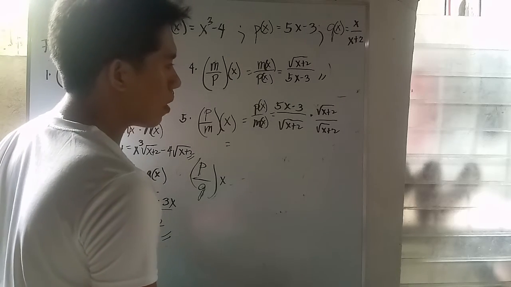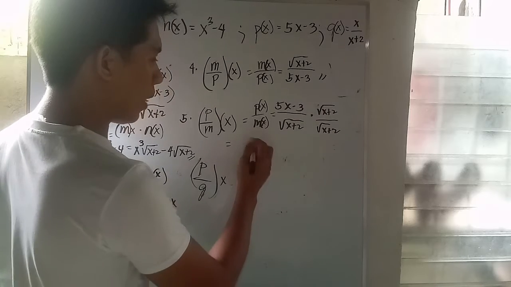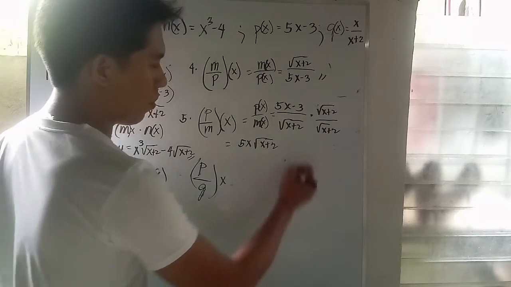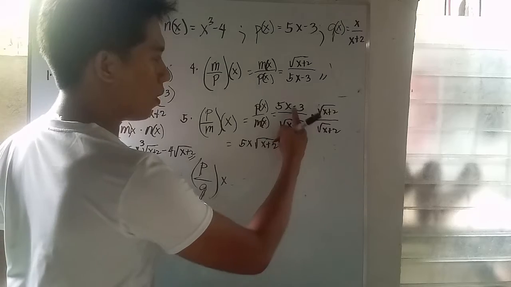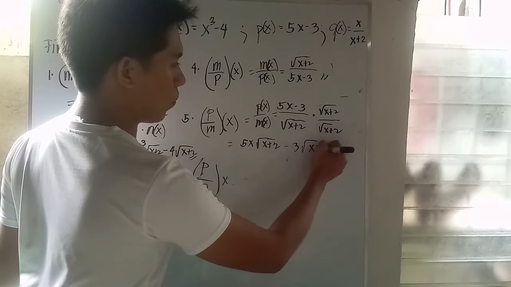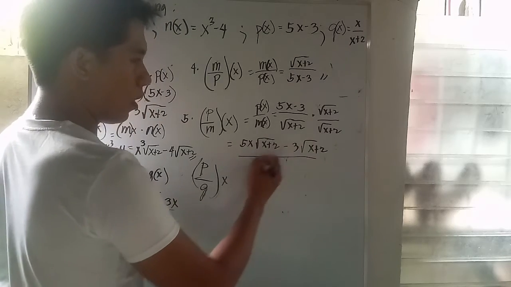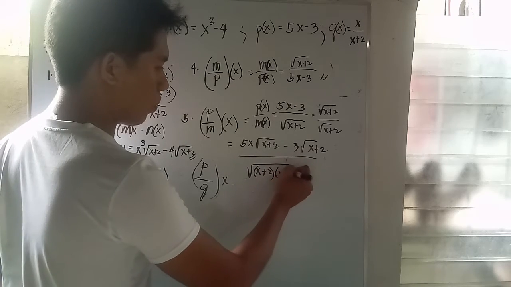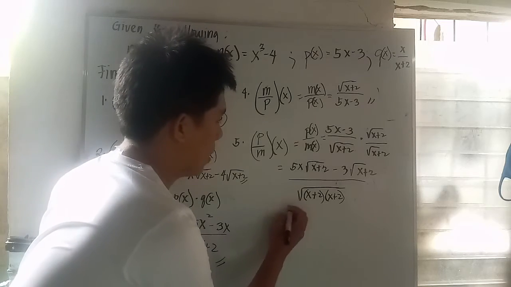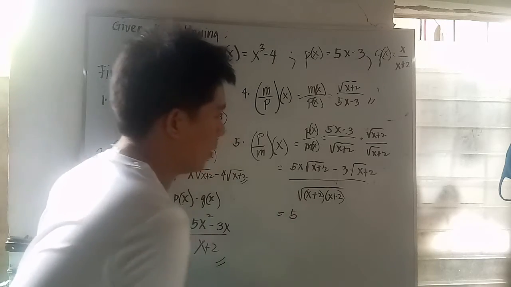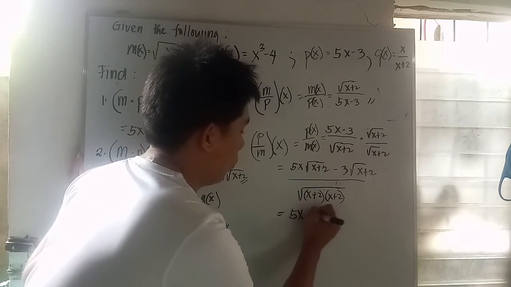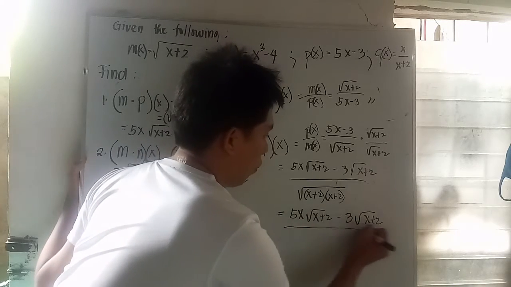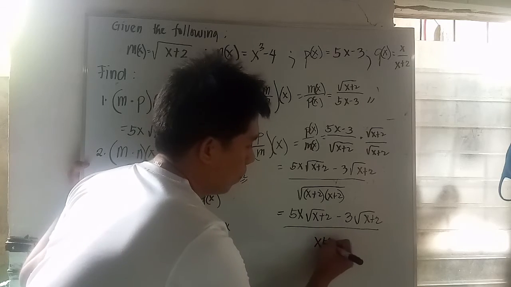Okay? We have here, we will multiply. We have 5x times square root of x plus 2. Then the other one is negative 3 times square root of x plus 2. So sa ubos naman, this will become square root of x plus 2 times square root of x plus 2. We will simplify. We have equals 5x square root of x plus 2 minus 3 square root of x plus 2 over x plus 2.